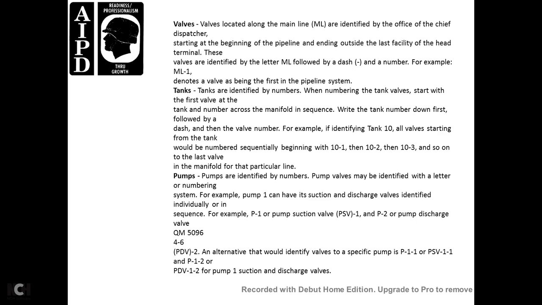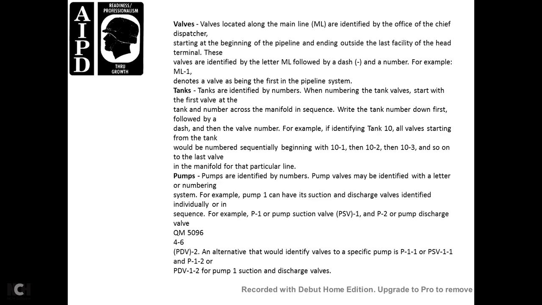Valves located along the main line are identified starting with the beginning of the pipeline and ending outside of the facility head terminal. The valves are marked with the letters ML for main line valve, followed by a dash and a number. For example, ML-1 denotes the valve as being the first in the pipeline series.